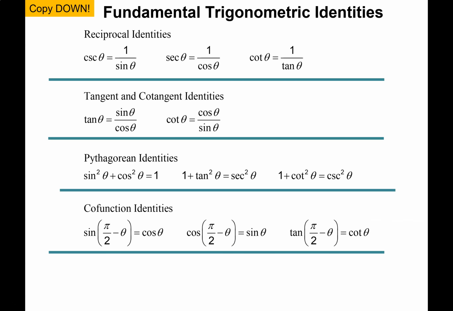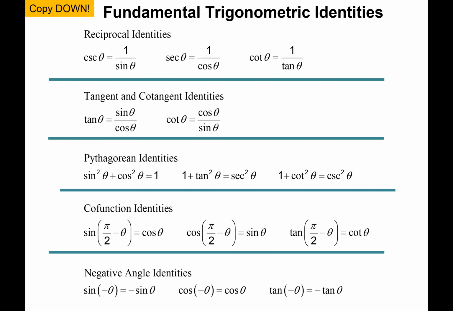Some other identities we've kind of seen already and played with. Cofunction identities, we have a sine of pi over 2 minus theta is equal to cosine theta, etc. I won't read those out to you anymore. And then you have your negative angle identities. Make sure you pause here, copy everything. The ones that you're going to see most often will be these right here. Again, get comfortable with them.